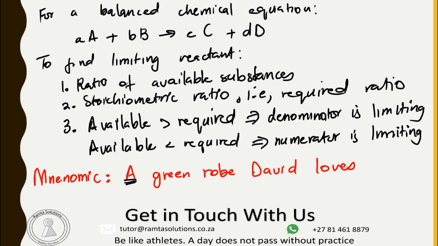So this is a mnemonic that I like using. Okay? And you will see that in some topics, especially in physical sciences, there are some special mnemonics that I like using. A green robe David loves. I like this one. Available, greater than, required, denominator is limiting. So let's try examples.